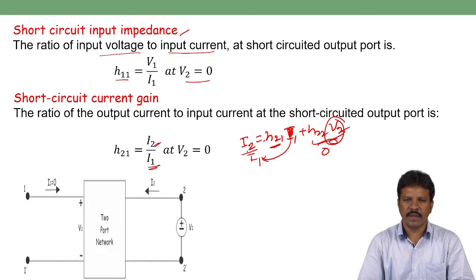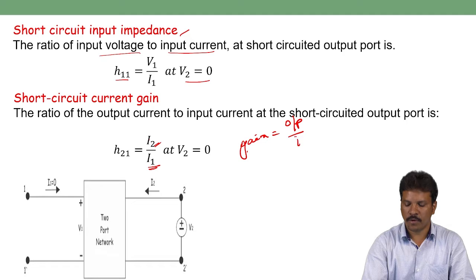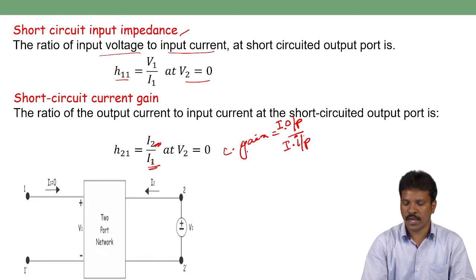The meaning of gain is output by input. When gain is output by input, for current it is the current gain: current output by current input. I2 is the output current because it is the output port current, and I1 is the input current, where 1 represents the input port. So the ratio of output current divided by input current is called gain.